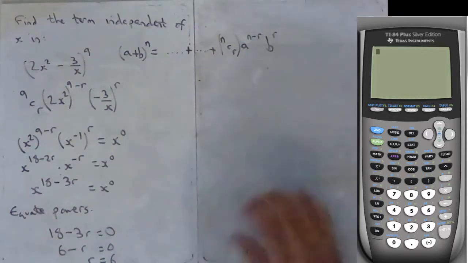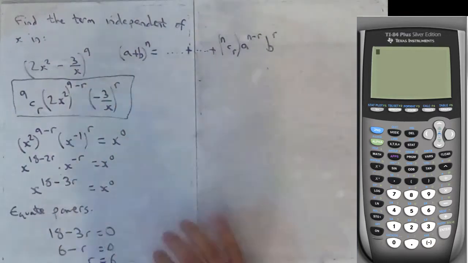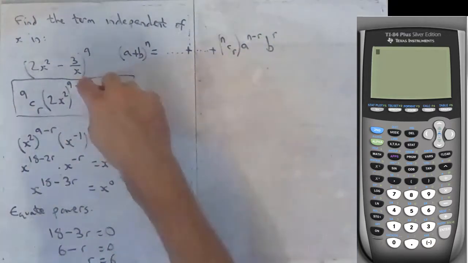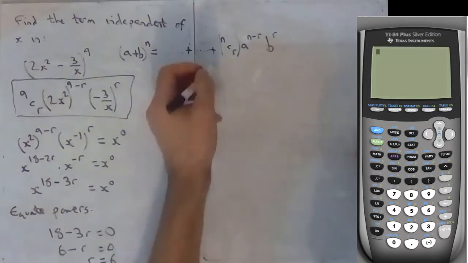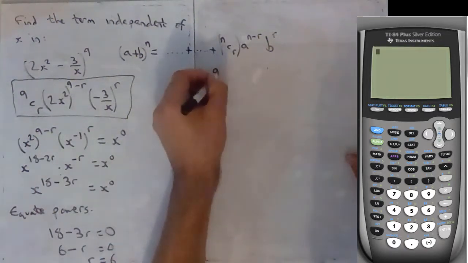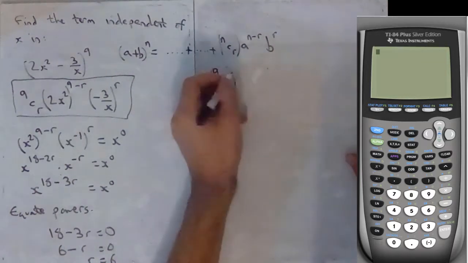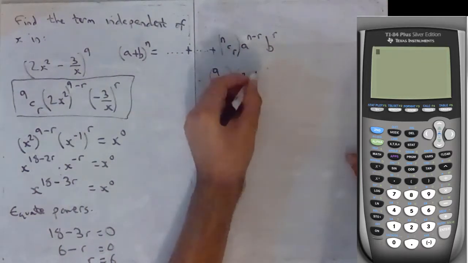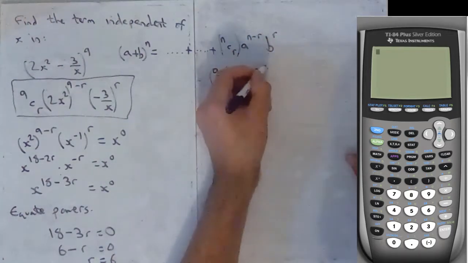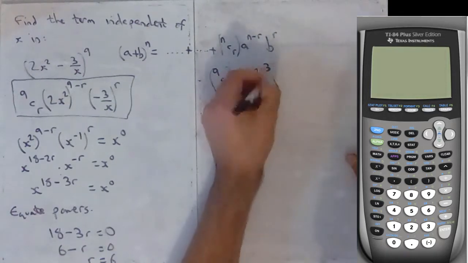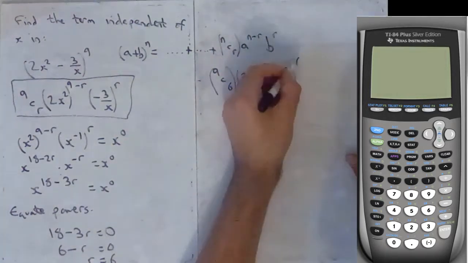So then we're in business. We know everything that we've got. So we can now come back to this and write it when we know that this is 6 and this is 3. Okay, so now we have 9C6 times 2x squared to the power 9 minus r, it must be 9 minus 6, which is 3, and then we have minus 3 over x to the power of 6.